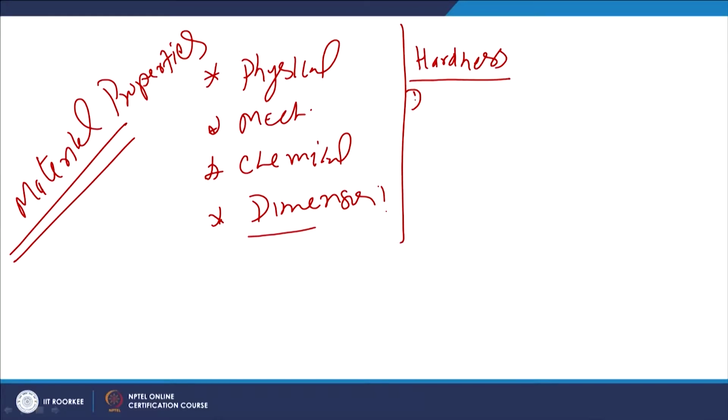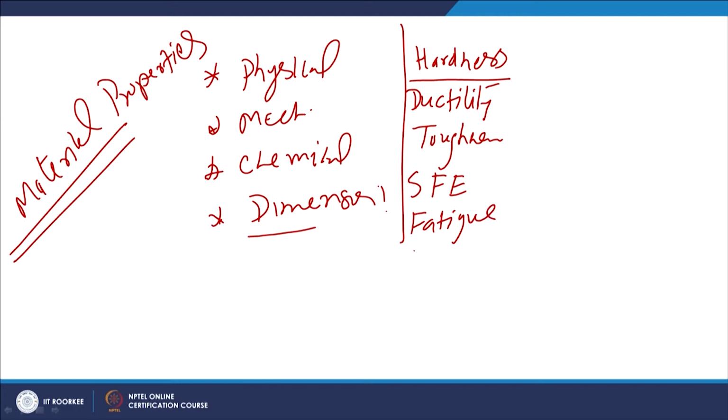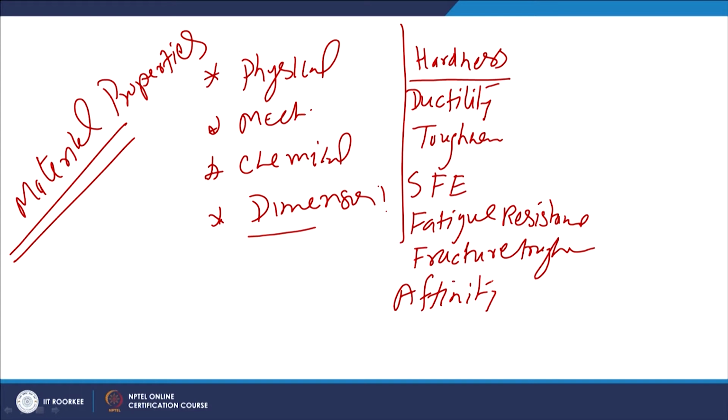Then we have the ductility, then there is toughness, then there is stacking fault energy, then fatigue resistance, then fracture toughness, then affinity of the metal with the gases, affinity of a given metal with the gases like oxygen, nitrogen, steam, if it is present nearby.